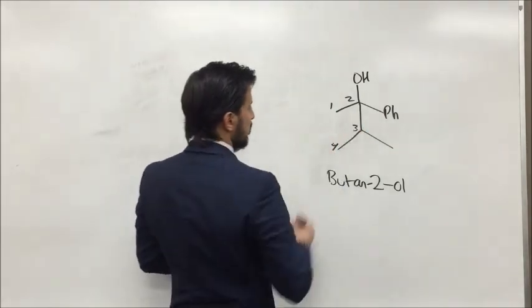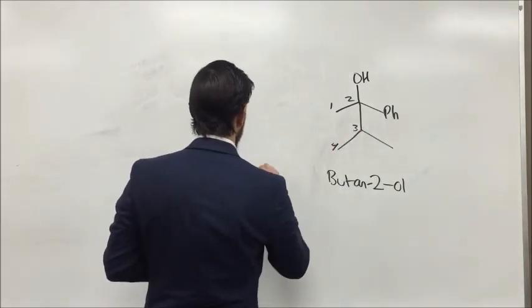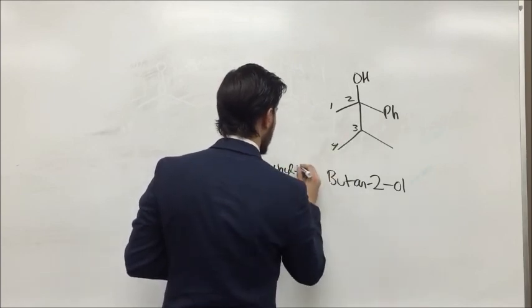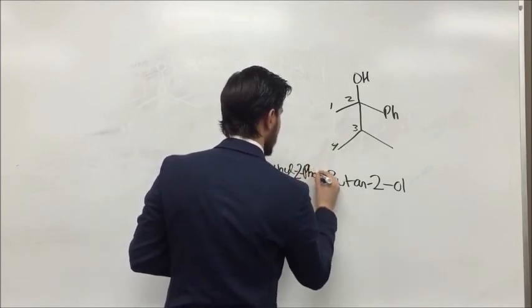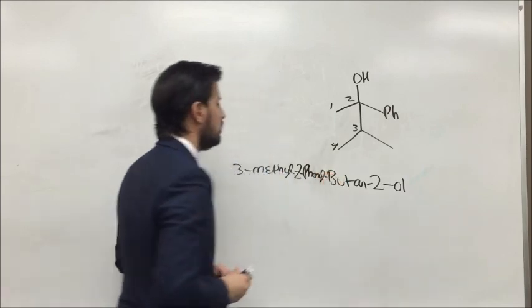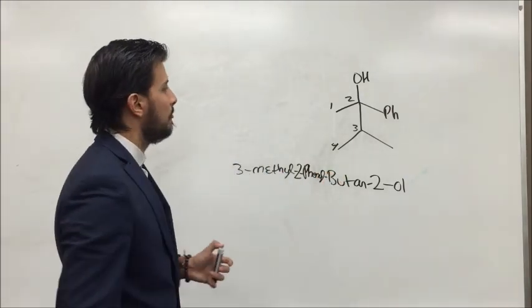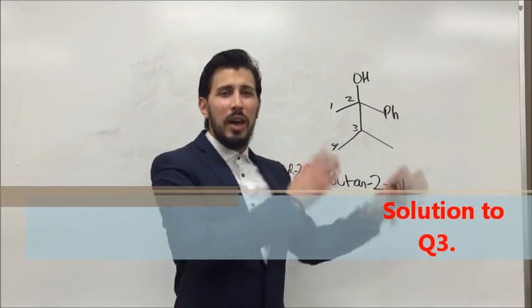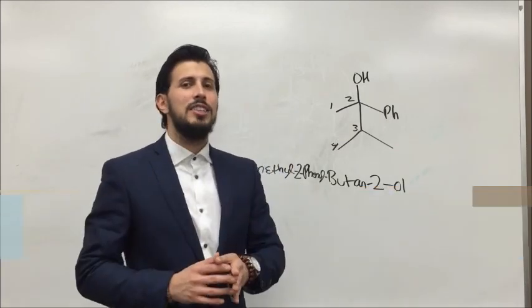That means you're going to put 3-methyl, 2-phenyl, butan-2-ol. If something is optically active, as a recap, we learned way back in Orgo 1, that means that it has to be chiral.